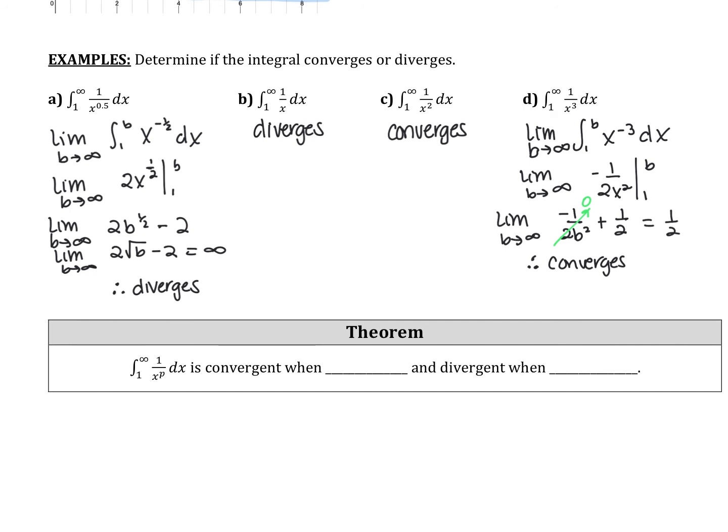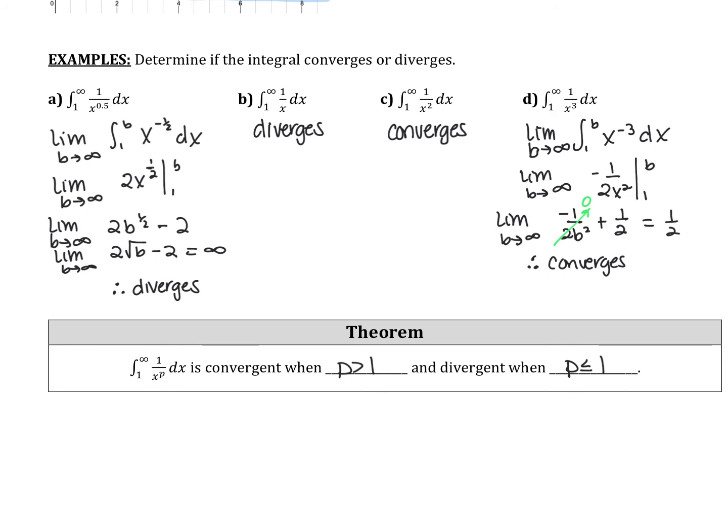Hopefully what you noticed is the pattern is this integral from 1 to infinity of 1 over x to the p power, whatever p happens to be, is convergent when p is greater than 1, not equal to 1, because we saw up here with b that it diverges. And therefore, it's divergent when p is less than or equal to 1. So some examples of functions that actually converge on the integral from 1 to infinity would be 1 over x squared, 1 over x cubed, 1 over x to the 4th. Those would all be examples of functions that converge.